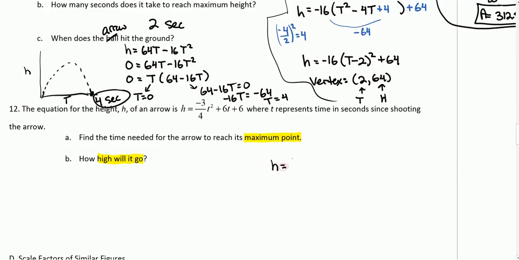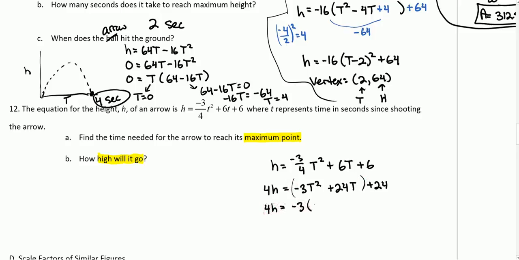So h is equal to negative 3/4 t squared plus 6t plus 6. I'm going to get rid of the fraction first by multiplying everything by 4. And I get 4 times h is equal to negative 3t squared plus 24t plus 24. And then I'm going to factor out the negative 3 from the first two terms and get 4h is negative 3 times t squared minus 8t.